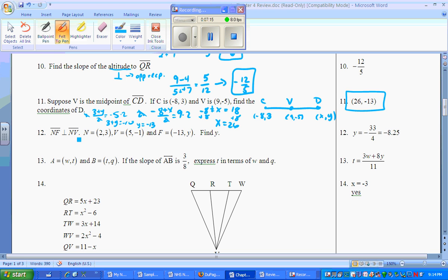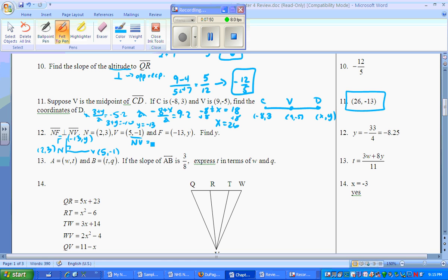Number 12, NF and NV are perpendicular. So if you think about it, N is the middle point. You got N, which is 2 comma 3. You have V, which is 5, negative 1. And then F, which is negative 13 comma y, and that's what we got to find. Well, what can we do? We know that these are perpendicular. Perpendicular have opposite reciprocals for the slope. So we can find the slope of NV.